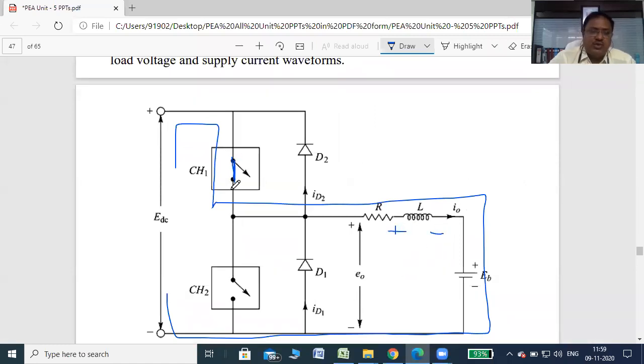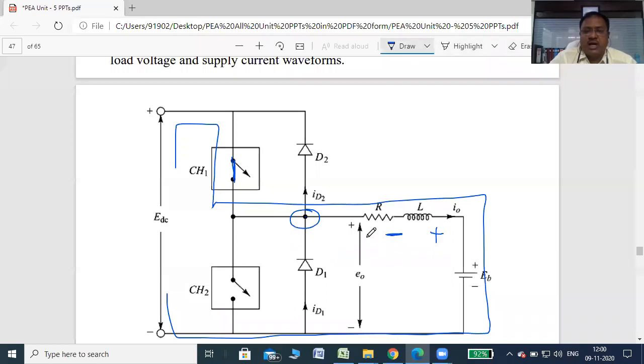As soon as the switch, chopper 1, is off, what happens? The stored charge across the inductor reverses its polarity. So this becomes positive and this becomes negative. Okay, the left side becomes negative with respect to the right side. So if it is negative, then diode D1 is in forward bias condition. Diode D2 is in reverse bias because this negative is applied at this point. So diode D2 is in reverse bias, but diode D1 is in forward bias condition.